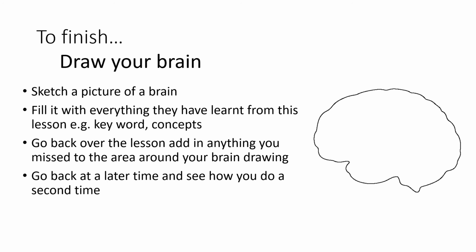Just to finish off, what I'd like you to do is simply draw a little picture of a brain. It can be as artistic as you like, but don't spend more than a minute on it, and simply scribble inside the brain as many keywords, concepts, and different things that we've talked about during this presentation. Then go and have a look back through the presentation or back through your notes, and around the outside of the brain write all the things that you didn't remember. The idea is that over time you try and get all the things from the outside into the brain because you can now remember them.